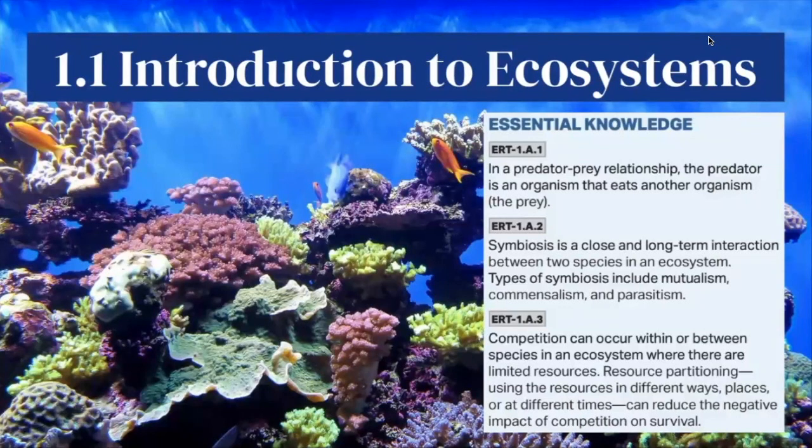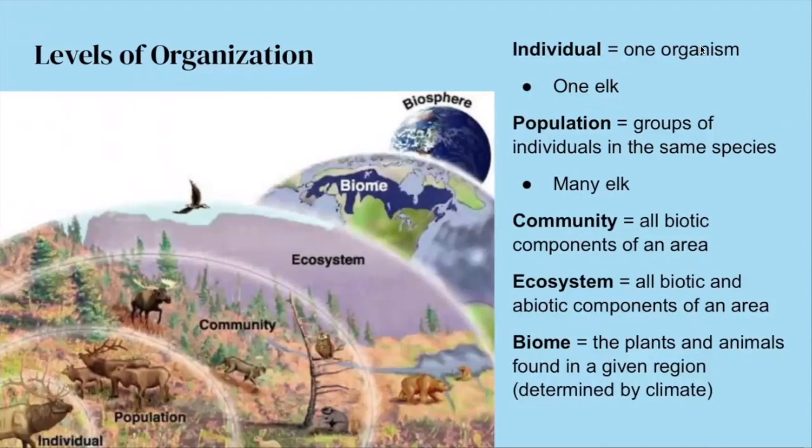Okay, hi everybody. This is going to be your first flipped classroom video for AP Environmental Science. This is section 1.1 in your course exam description. We're going to be talking about ecosystems, introducing what they are and how living and non-living things interact and how they affect each other.